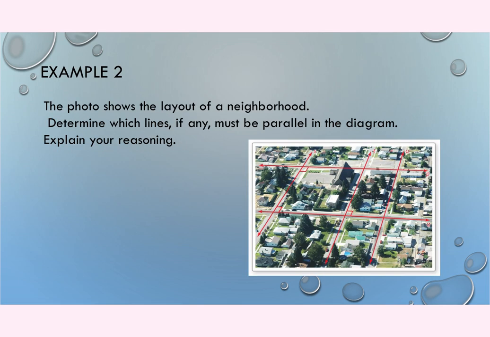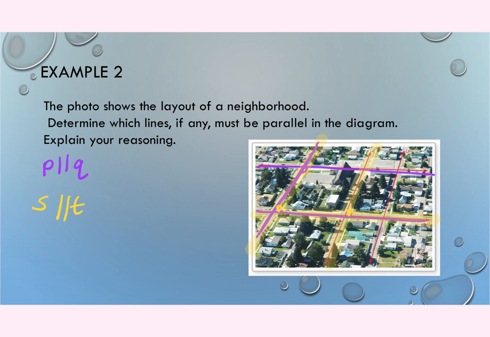All right, example 2 says this photo shows the layout of a neighborhood. Determine which lines, if any, must be parallel in the diagram and explain your reasoning. So hopefully you notice these right angle marks. If I look at just these two here, if this line is perpendicular to this line and this line is also perpendicular to that line, then P is parallel to Q. And same goes for this angle and this angle. If T is perpendicular to Q and S is perpendicular to Q, then S is also parallel to T.